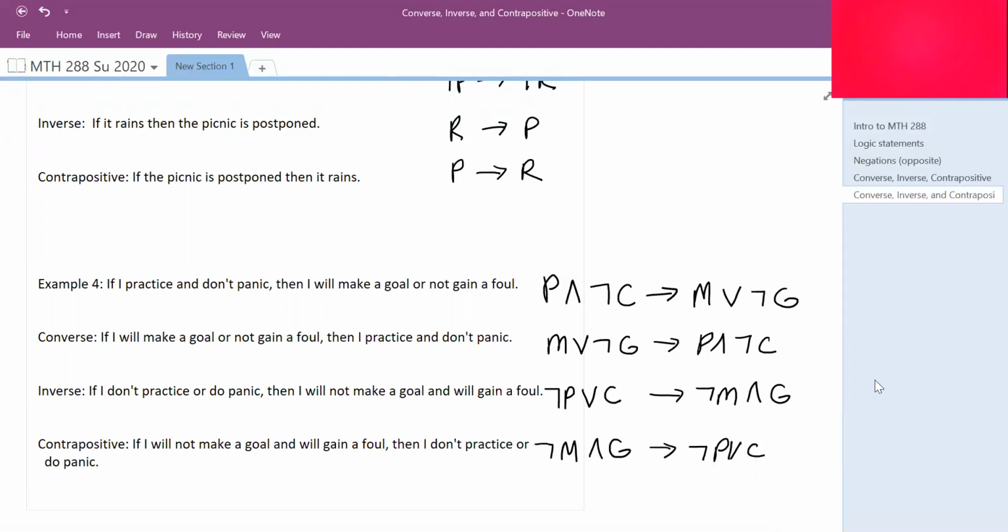So that's the way we find the converse, the inverse, and the contrapositive of an implication or conditional statement. And again, remember that the original statement is equivalent to the contrapositive only, and that the converse and inverse are equivalent to one another.